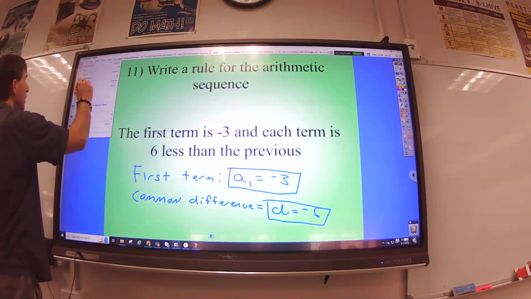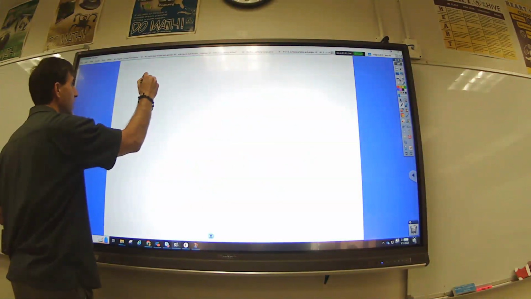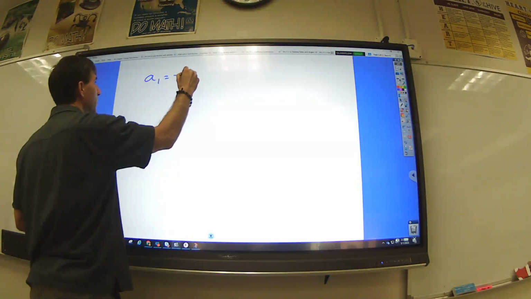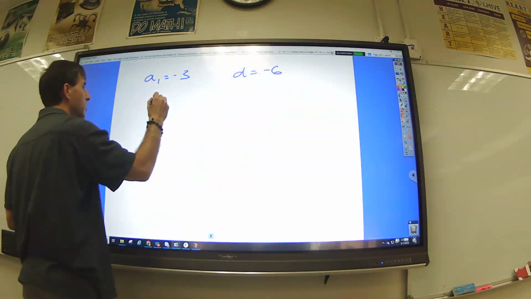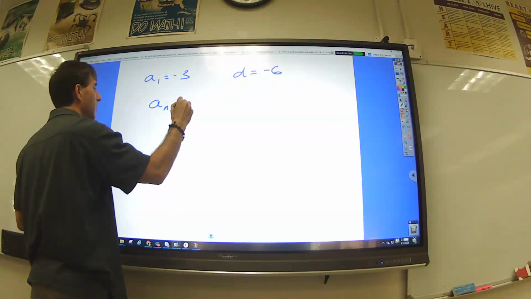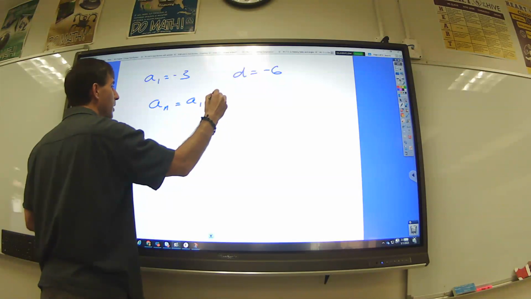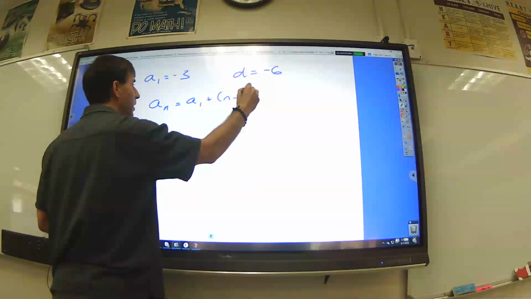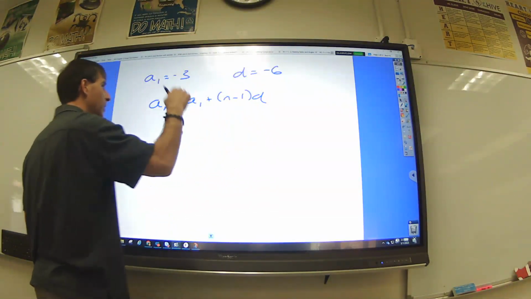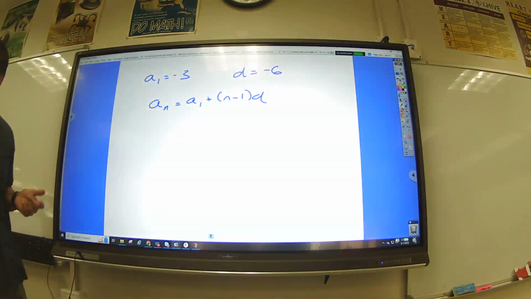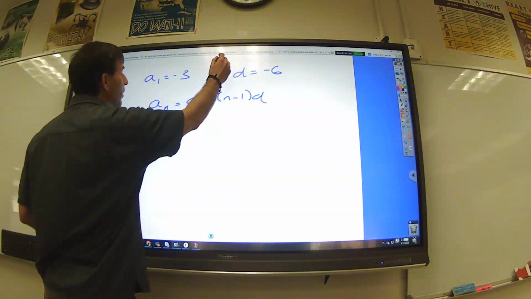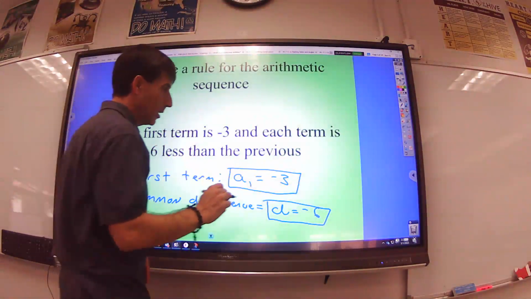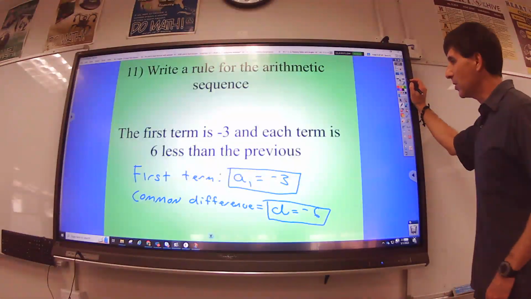What did we say? A sub 1 equals -3. Our common difference is equal to -6, right? We're going to use this formula: a sub n equals a sub 1 plus n minus 1 times the difference. This will get us the rule based on the information that we have. But before we get to this, let's look at the way we did it before.